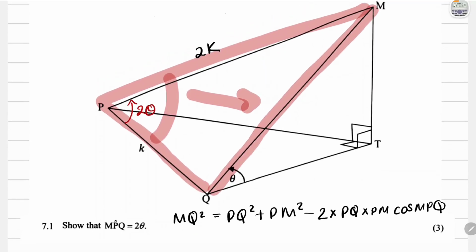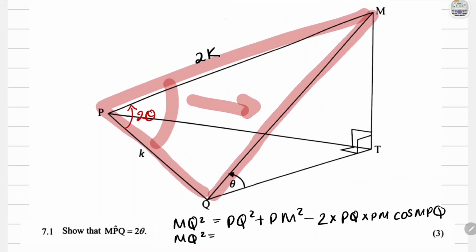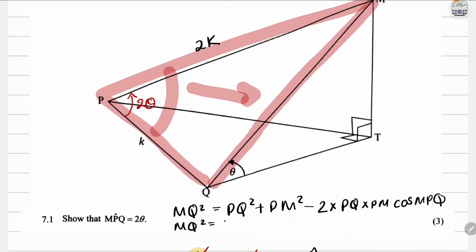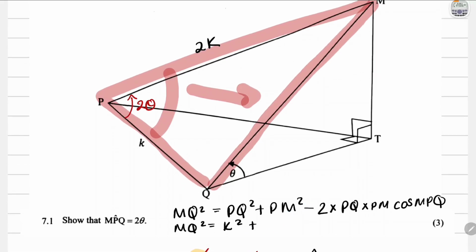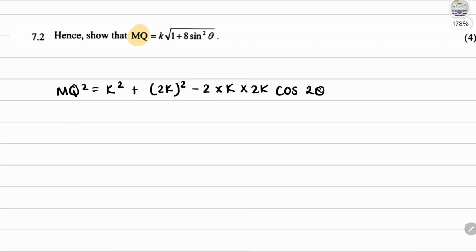Okay, but the main focus is really just getting these letters and variables. MQ is what we're looking for. We don't have that one, so we'll leave that as MQ. As for PQ, we have K, so that's K squared plus PM. PM is 2K, so that's 2K that gets squared. And then minus 2 multiplied by the PQ, which is K, multiplied by the PM, which is 2K, and then cos of that center angle, which is 2 theta. I'm just going to go ahead and write this down. All we're trying to do is solve for MQ.